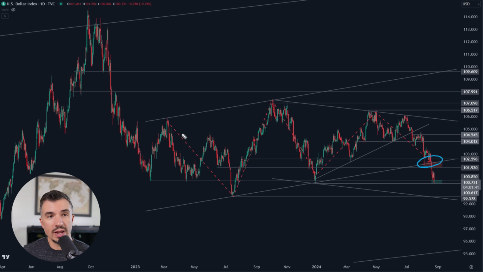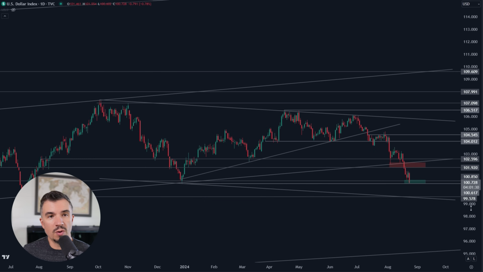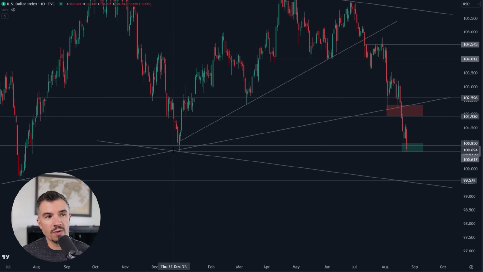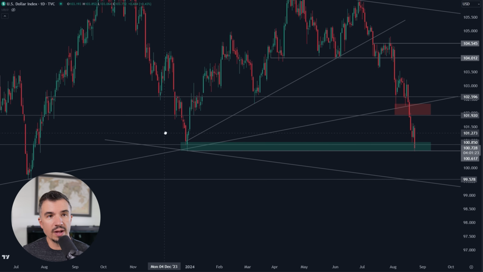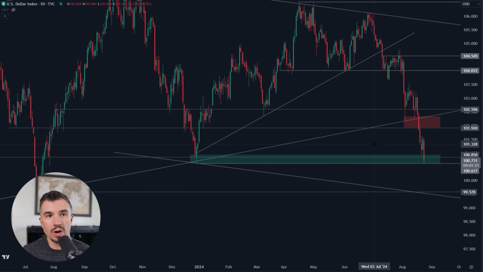This right here was a breakdown of this entire structure that we've seen since early 2023. Now, going forward, this highlights the fact that markets love symmetry. That's something we talk about a lot on this channel. First of all, we had the DXY testing this low from back in December of 2023. So this is going to be a critical area for the DXY next week, where we could see some strength for the US dollar.